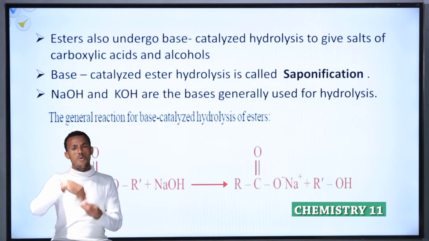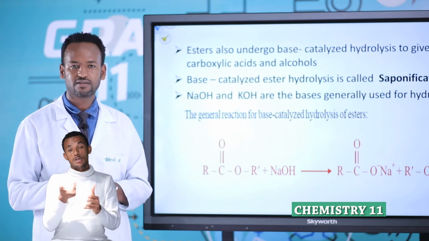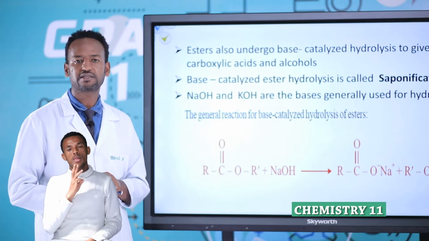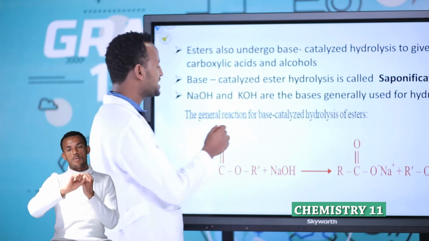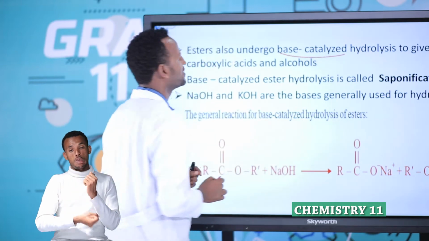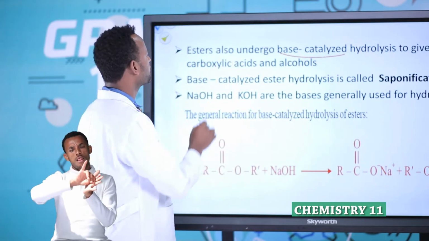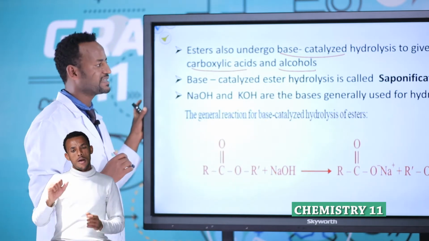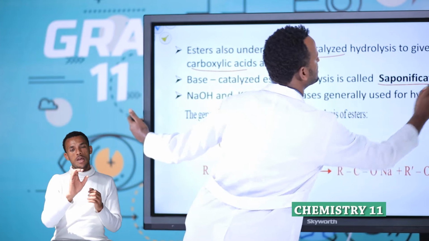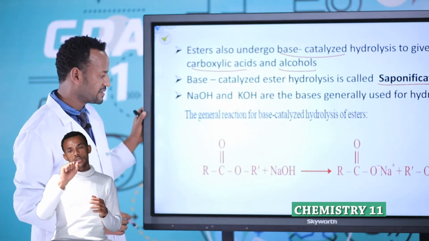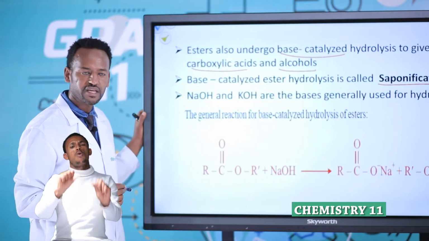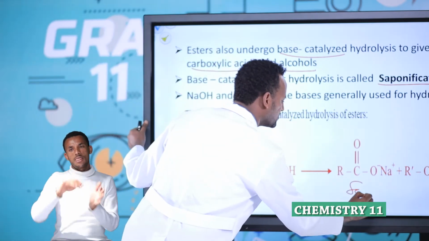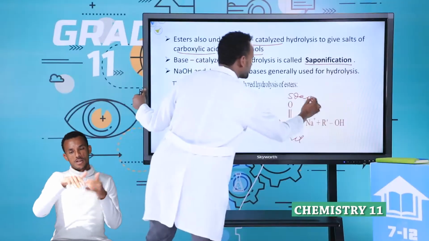Esters also undergo base catalysis. The previous one was acid catalyzed: ester plus water, acid catalyzed, gives carboxylic acid and alcohol. What about base catalyzed? It gives the salt of carboxylic acid and alcohol. Base catalyzed ester hydrolysis is called saponification. This process is saponification, an irreversible, one-way reaction. Therefore, this is a salt. This is soap, the general formula for soap.